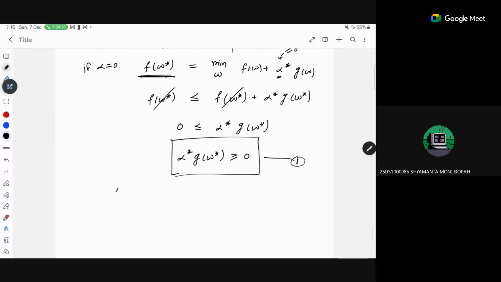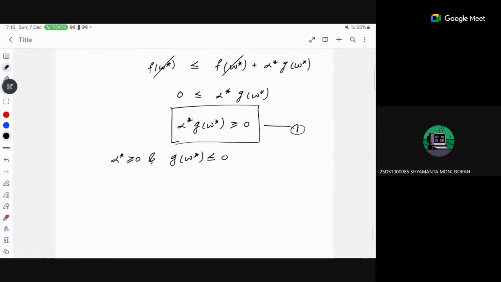What we know already is alpha star has to be greater than or equal to 0. What is the nature of g of w star? It should be less than or equal to 0, right? Because we are trying to minimize the problem anyway, so this is going to be less than or equal to 0. In that case, what will happen to this product? Something is greater than or equal to 0 and something is less than or equal to 0. This is positive, this is negative. So the product alpha star g of w star has to be less than or equal to 0.